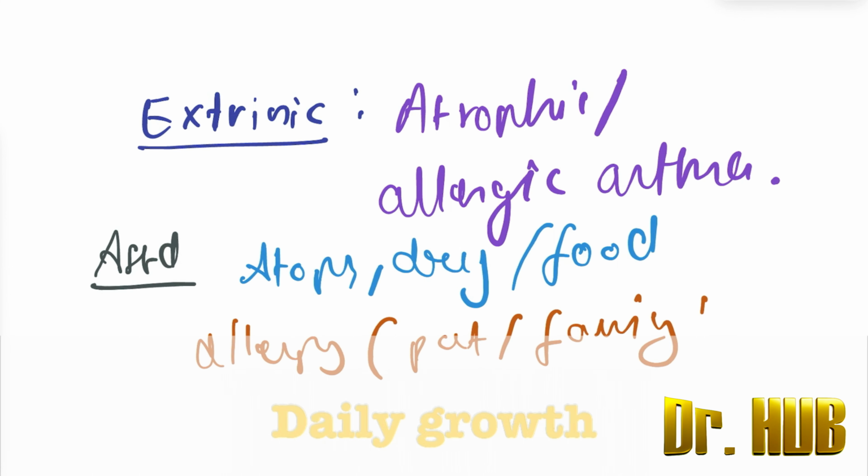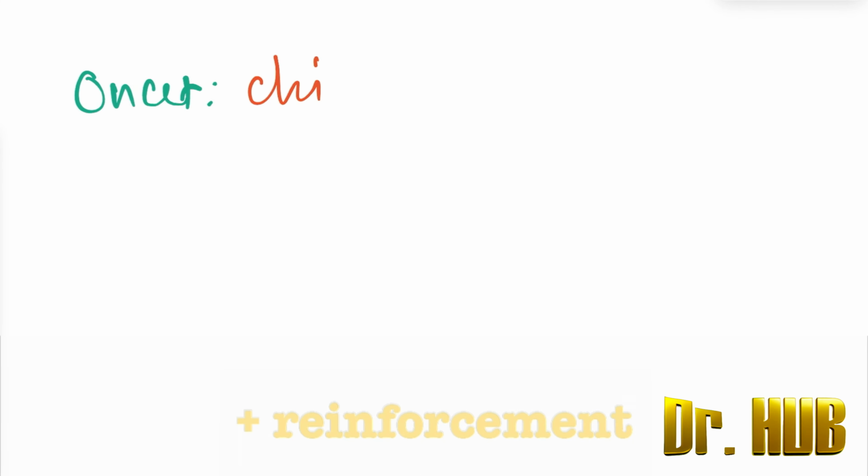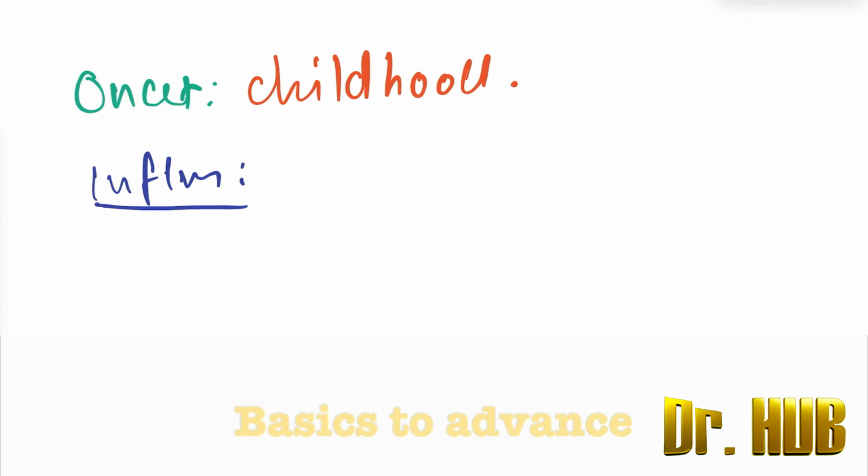Next, we will move on to the onset. So when does this extrinsic asthma take place? If you look at the onset, it occurs in childhood. And then what about the inflammation? Under inflammation, it is eosinophil mediated. So E for extrinsic and E for eosinophilic. So it is eosinophil mediated.